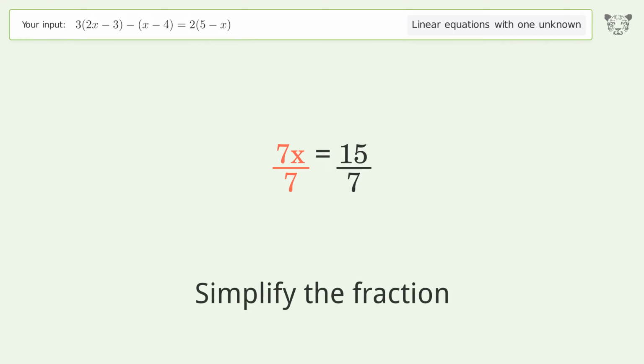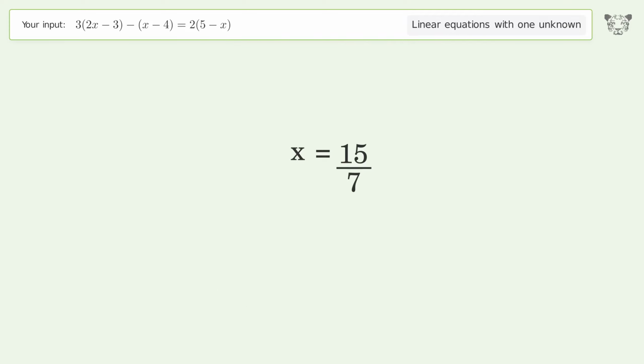Simplify the fraction. And so the final result is x equals 15/7.